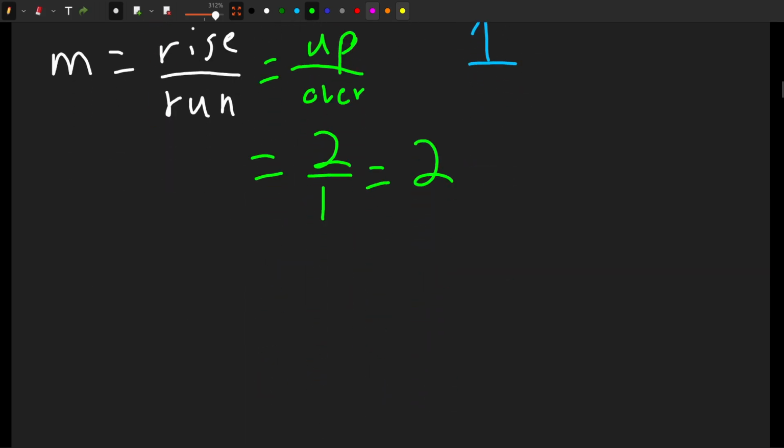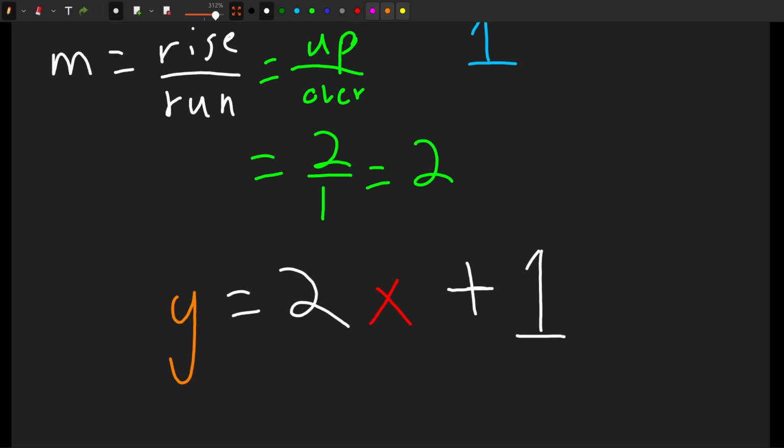And so now I can plug in both 2 and 1 into my slope-intercept equation, and I'm going to get y is equal to 2x plus 1. Okay. And so that is the equation of the line.